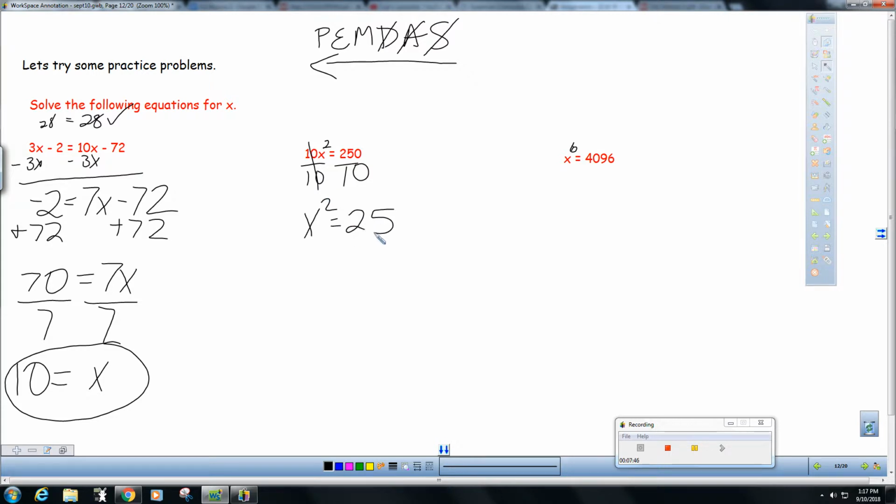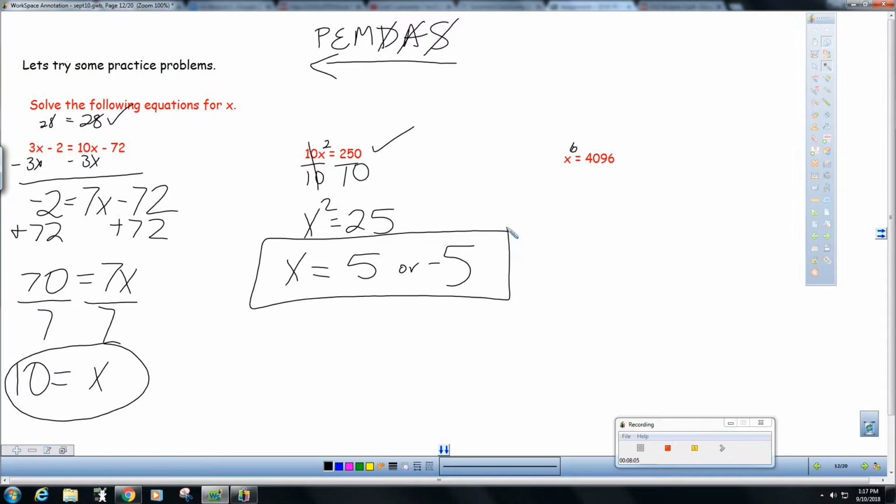Well, what number times itself is 25? 5. Be careful. Or negative 5. What's negative 5 times negative 5? 25. And 25 times 10 is 250. So it's both of them. Here's a hint. If you have a squared, there might be two answers.